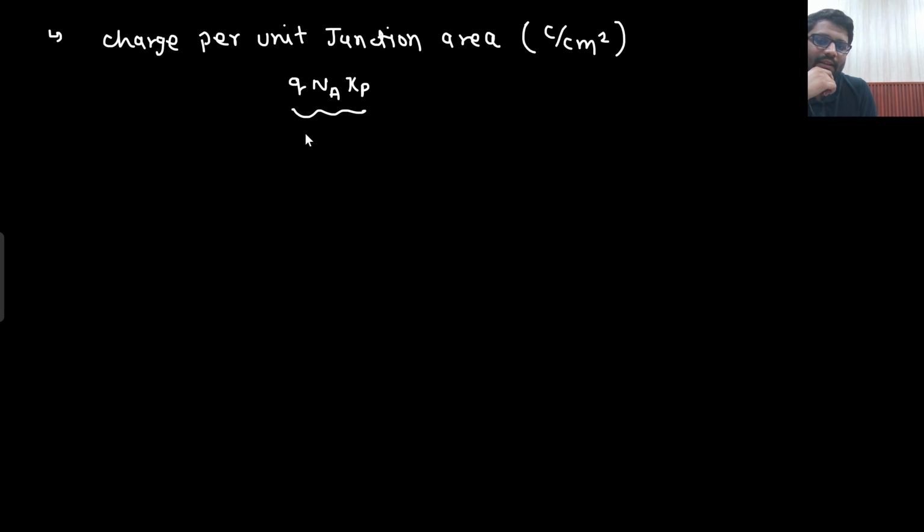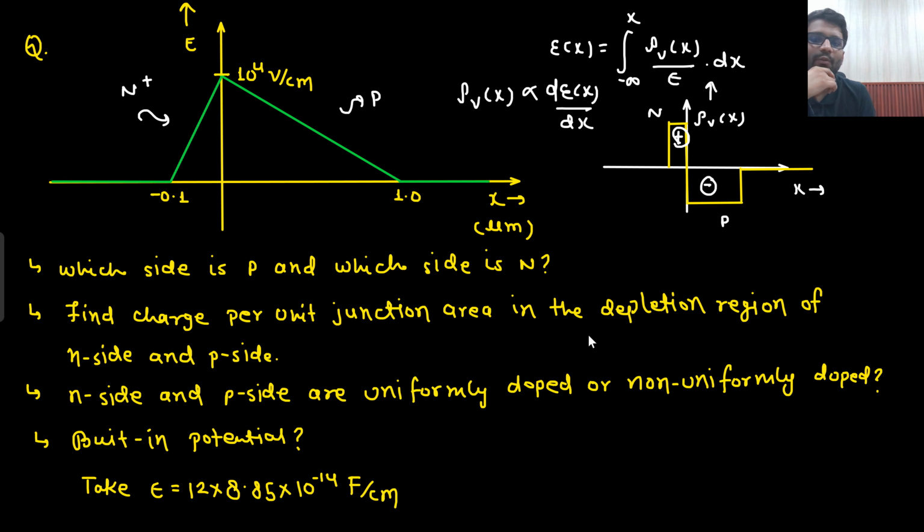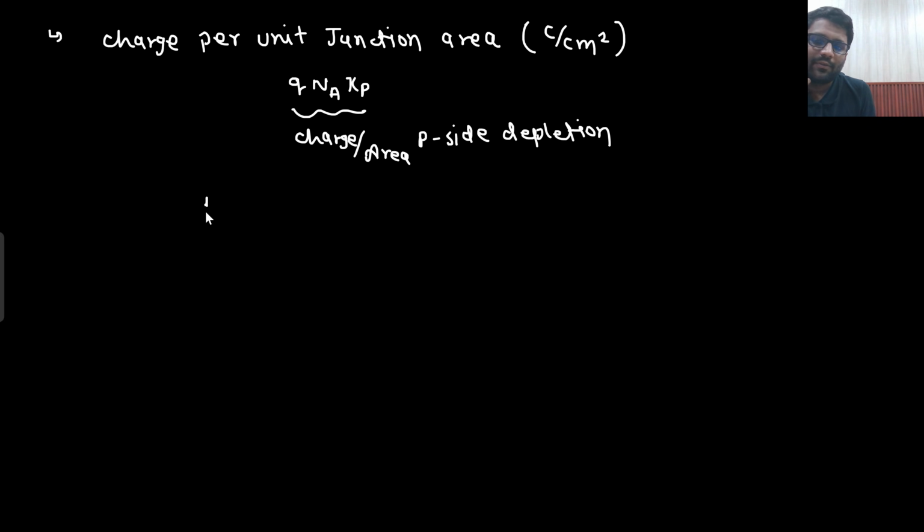This would be my charge per unit area on the P side depletion. Say yes or no. This is something I need to find out. Now this 10 to the power 4 volt per centimeter is given. What do you think it is? 10 to the power 4 volt per centimeter that is given. Isn't it equal to Q?